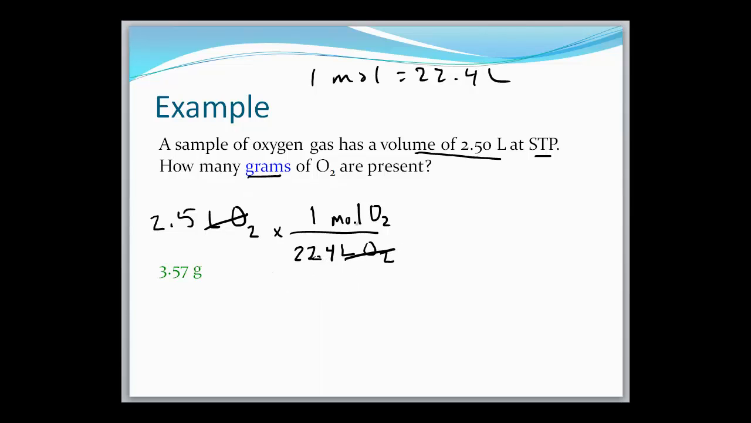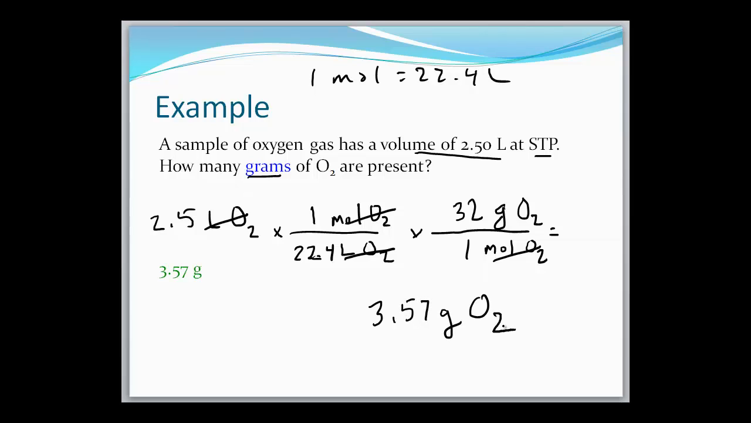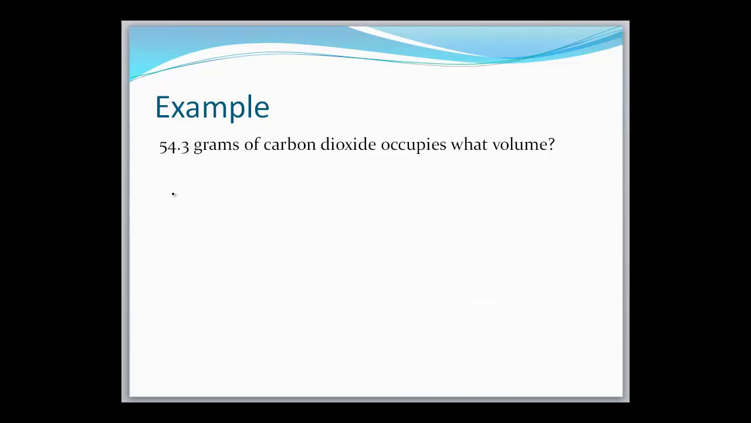Now we want grams, but right now we have moles, so we need to do another conversion. So we want to get rid of that moles, so we'll put moles in the denominator. Now we know how to convert from grams to moles. 1 mole of oxygen contains 32 grams of oxygen. That way our moles cancel. We can do the math. 2.5 divided by 22.4 times 32 is going to give us 3.57 grams of O2, as you can see from the already given answer.